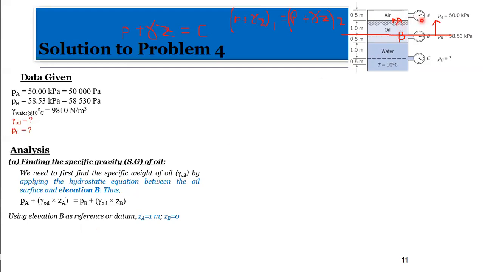The ZA will be this level, and then the ZB is just here. So meaning ZB is 0, and then ZA is from here up, which is 1 meter, okay? So if we do that, we put in the values. PA we already know, oil we don't know, the gamma of oil we don't know. So we can use that to estimate gamma of oil. So this part will be 0, and then we just move this thing across. So we end up having gamma of oil to be this, okay? 8,530 newtons per cubic meter.